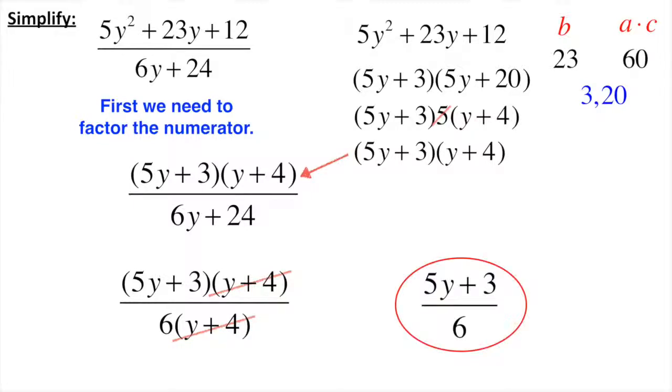So my final answer on this one will be 5y plus 3 divided by 6, and that's as far as we can go with it. I can't reduce this 3 and this 6 because of this addition sign. I could over here because I cross off these entire quantities, but here I can't cross off the entire quantity, so that's as far as I can go.